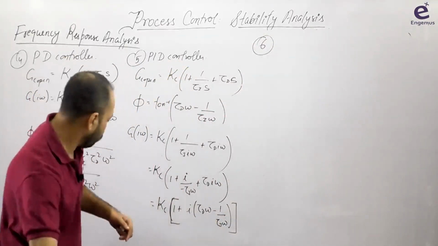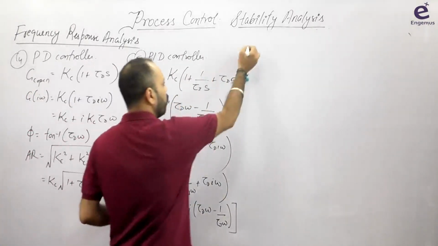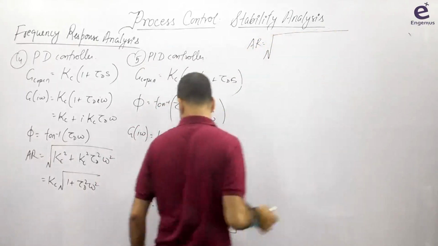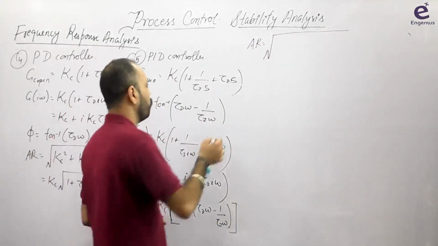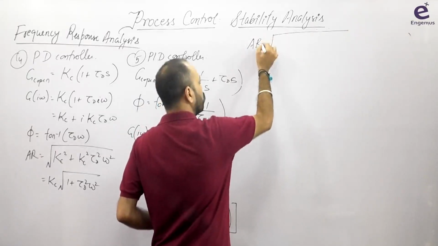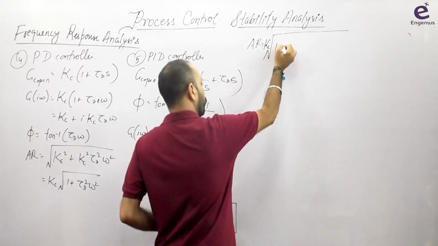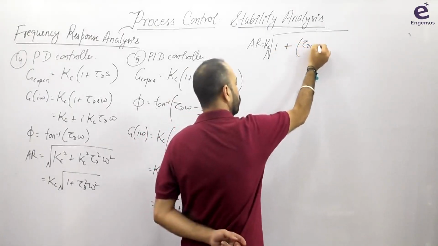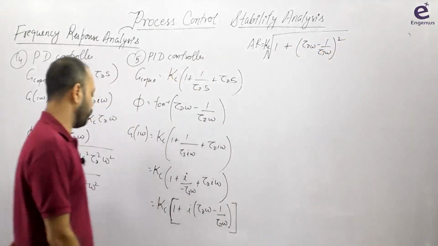Okay, AR is still remaining. I solved it for AR only. So AR is square root of real part square plus imaginary part square. It seems I wrote the correct formula. So Kc will be taken out. Kc into square root of real part square, 1, plus imaginary part square, that is tau d omega minus 1 by tau I omega. Smart way of finding AR.